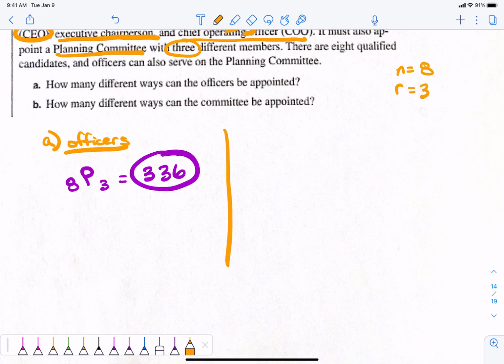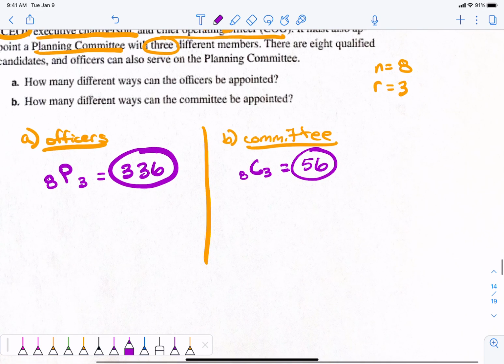Now B is the combination, the committee. Is this going to be more or less? Less. Why less? Because the order doesn't matter. You're dividing out the repeating ones. 8C3 is going to be less than 8P3, and that is 56 different ways. That's a lot less, because you divided out the repeats.